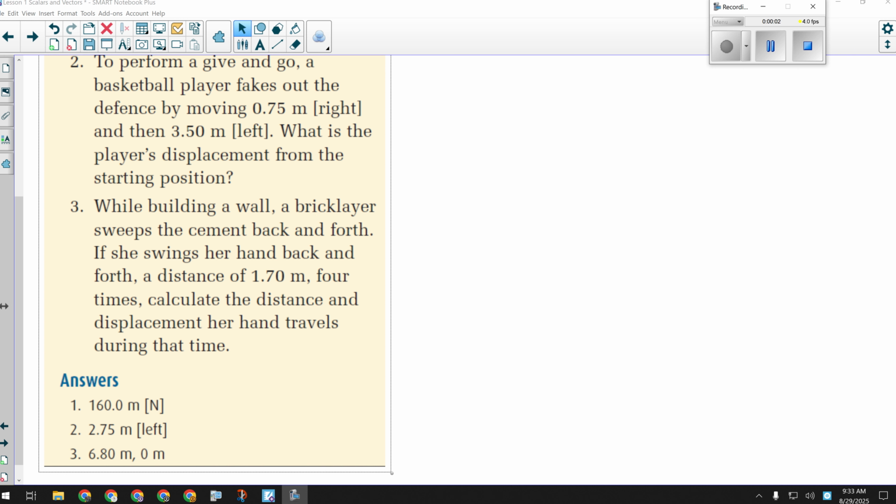Okay, I think yesterday I didn't quite finish number 2. We were just going through the solution here for question number 2. All right, so let's just have a quick look at that one. We had first the basketball player moving 0.75 meters to the right.